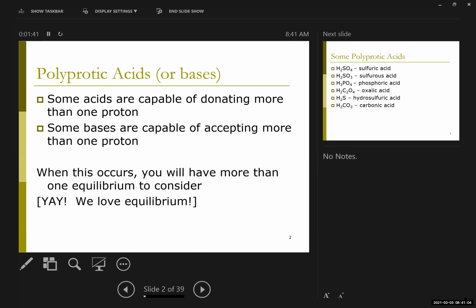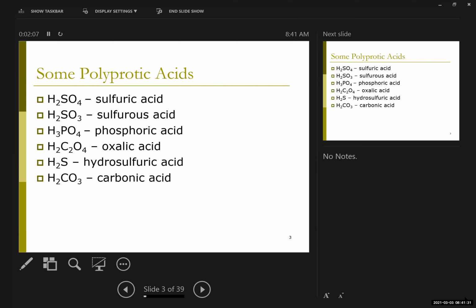And so there are these things called polyprotic acids, as well as polyprotic bases. Meaning they have more than one proton they could donate, or more than one proton they could accept, depending on whether it's an acid or a base. This really doesn't change anything. It just gives me extra steps because I'm going to solve them as separate reactions.